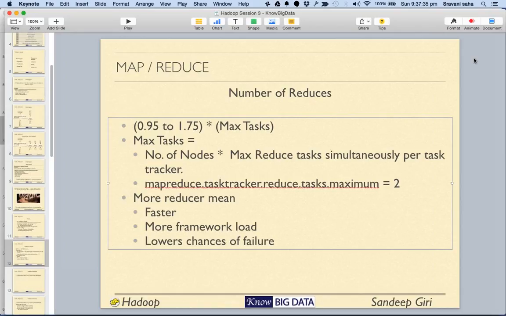So more reducers mean it's faster, but more framework load because there'll be too much data shuffling. Because if you remember, we had three maps, and when there was a single reducer, there were only three data transfers happening. But the moment we increase the number of reducers to two, suddenly the data transport became six. And if you increase the number of reducers to 3, the data transport will become 9. So that way, the framework load increases.